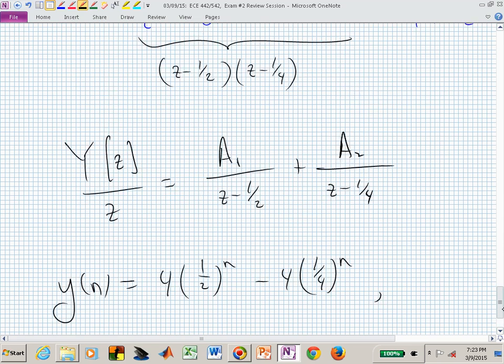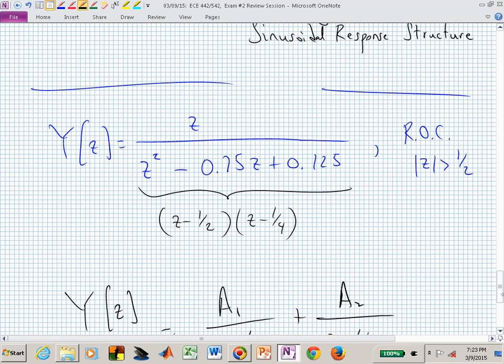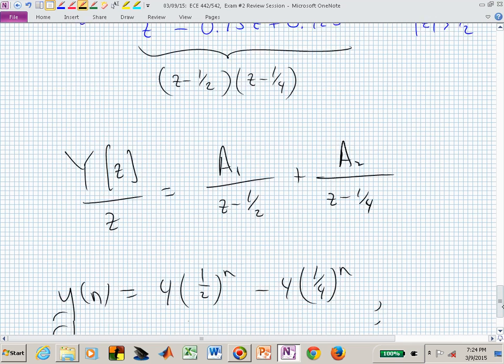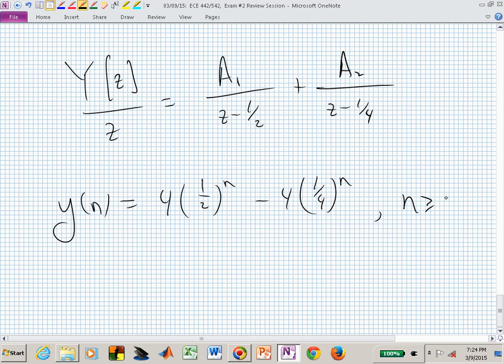And here we had what kind of region of convergence? This corresponds to right-sided, doesn't it, or non-negative indices. This is now an unbounded region of convergence. The poles are interior to that region of convergence, and you now know n is greater than or equal to 0.